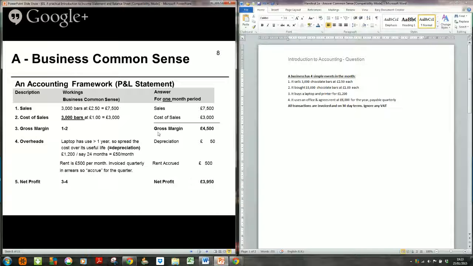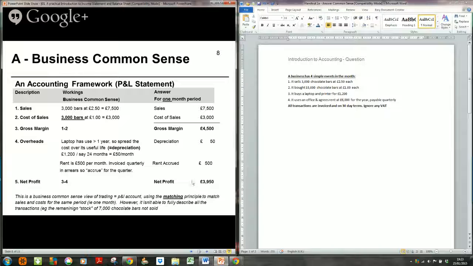So I take those £4,500 of gross margin, take off my £50, take off my £500, and I'm going to say I've got a net profit of £3,950. That is me in common sense. Yep, there's a little bit of framework here in terms of terminology, but it's the common sense. I've bought something, it's cost me something to sell it, and I've got some costs to run the business.